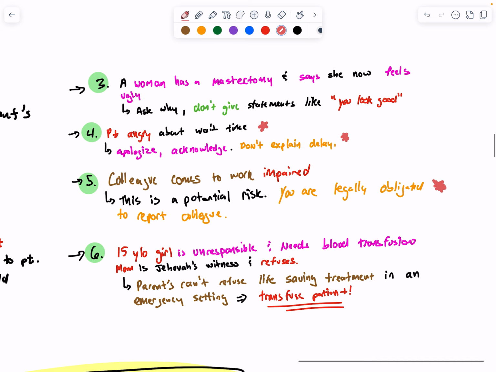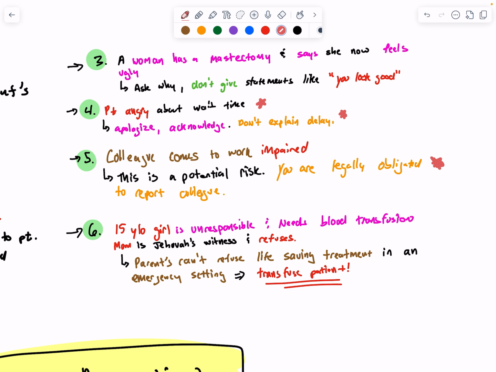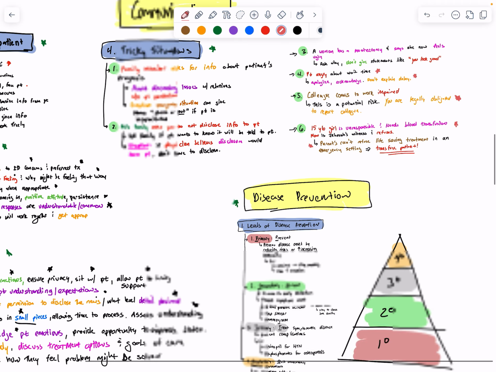All right. A 15-year-old girl is unresponsive and needs a blood transfusion. Mom is a Jehovah's Witness and refuses. This is a good one because we know Jehovah's Witnesses, it's against their religion to accept blood. So the 15-year-old girl is a minor. The thing that's important to know here is that parents can't refuse life-saving treatments in an emergency setting. So in this case, you would transfuse the patient.